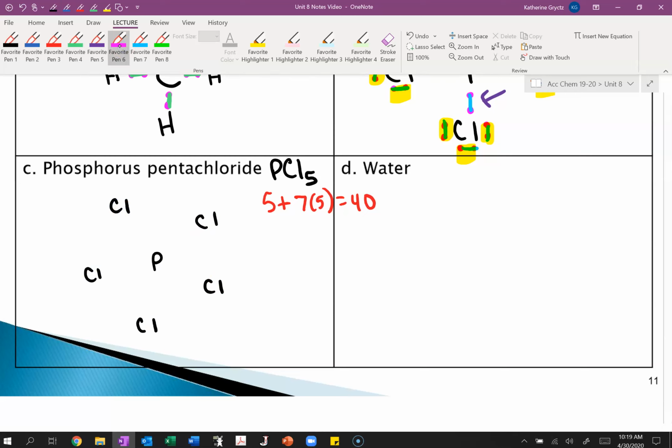Alright, so I've got 40 electrons. I'm going to do it with lines this time, just to show you counting off a little bit faster. Right off the bat, I'm going to go 2, 4, 6, 8, 10. So that's my first 10 electrons that connects everybody. I still have 30 more electrons, so then I go to the outer atoms and I fill them up.